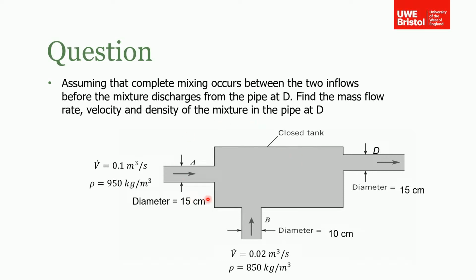So in this question, we're asked to consider this mixing tank here, where we've got fluid going in pipe A, and we know the volumetric flow rate and the density of this fluid, also the diameter of the pipe, and we also know the same parameters for pipe B going in. And we've been asked to find everything that's going on in D, so the mass flow rate, the velocity, and the density of the mixture.